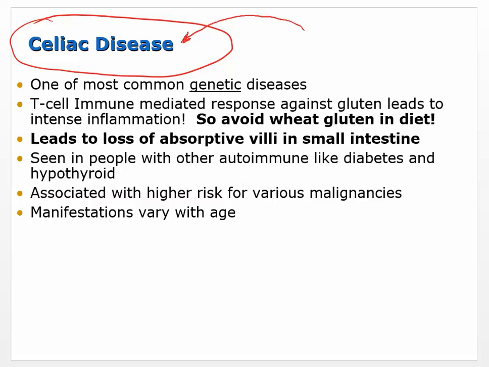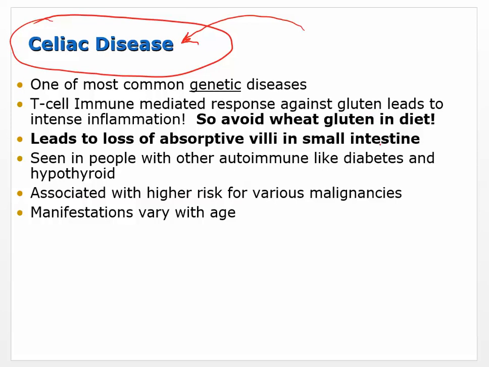Celiac disease is a genetic disease where your immune cells will actually attack gluten. Okay, so it's a T cell immune-mediated response against gluten that leads to intense inflammation. So when gluten is in your diet, suddenly you're having a T cell mediated response, and that can cause damage.